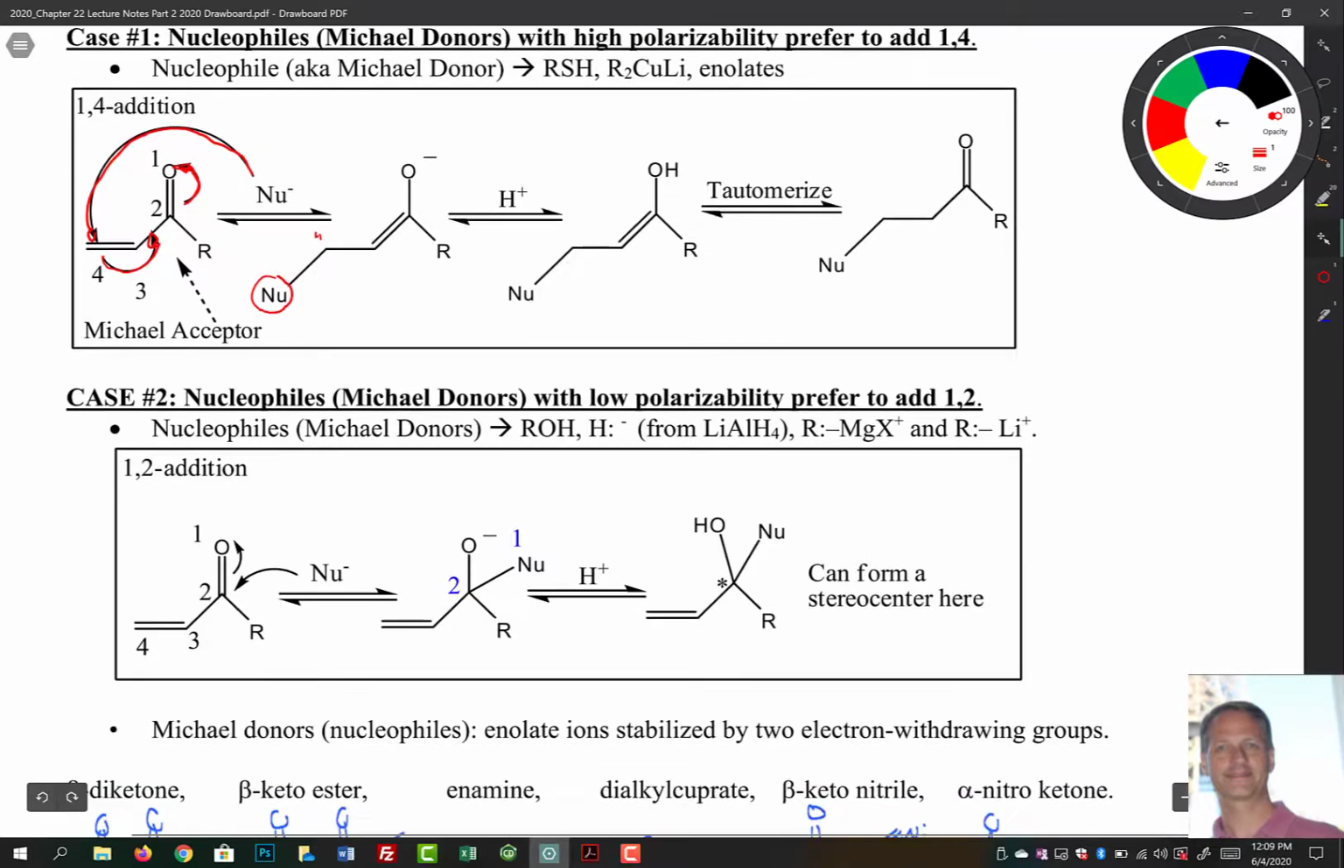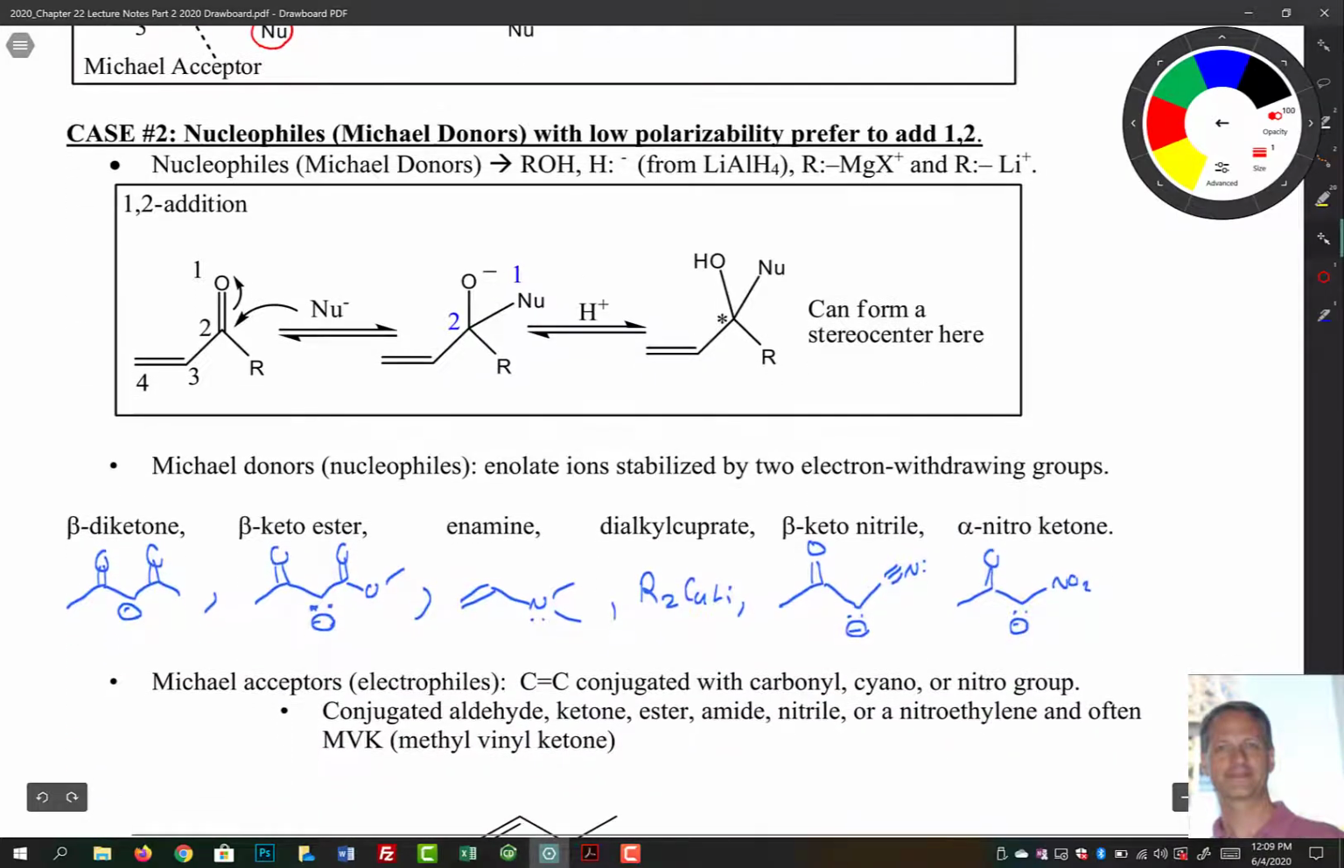Now it turns out nucleophiles that have lower polarizability, and we'll talk about that a little bit more down below, such as alcohols and hydride, for example, those tend to add in a 1,2 addition, as do Grignards and organolithiums. Again, the mechanism is fairly straightforward. The nucleophile comes over here, attacks our number 2, and then we push those electrons up here, and then we protonate that. In this case, we don't have an enol or anything, but that is a potential stereocenter that might form.